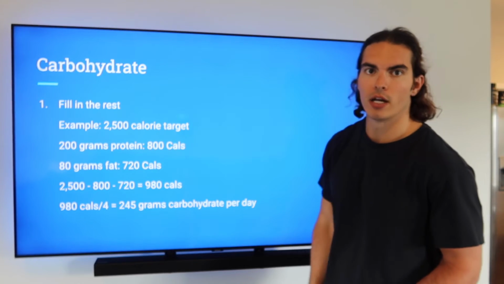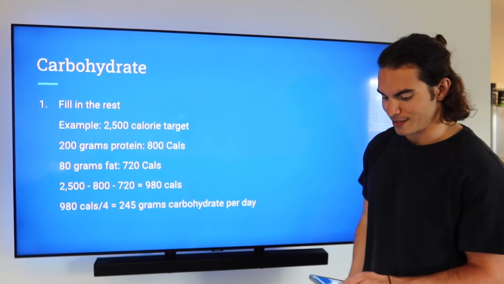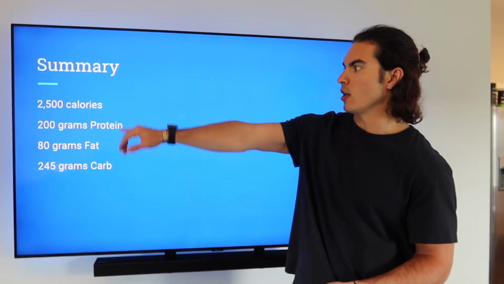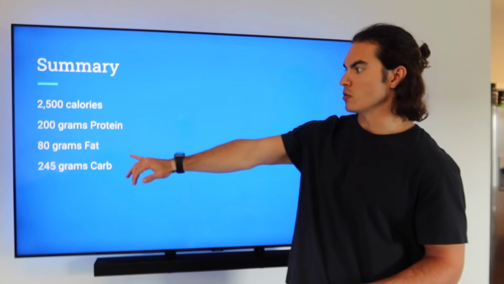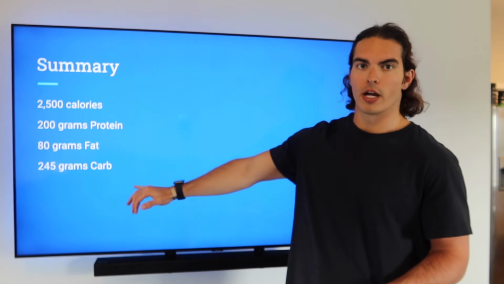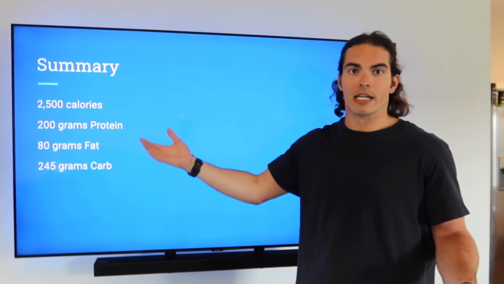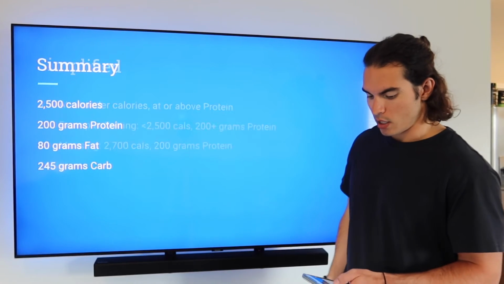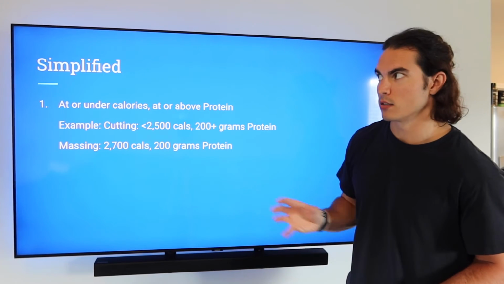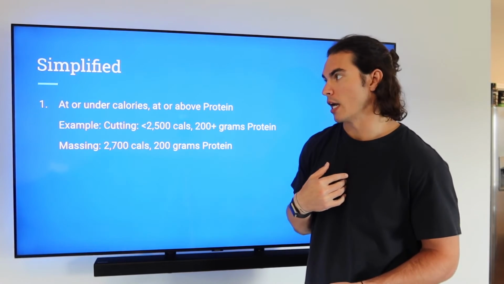carbohydrates per day, right? So our final numbers in this example would be 2,500 calories, 200 grams of protein, 80 grams of fat, 245 grams of carbohydrates, okay? That's perfect. That's ideal for this example, okay? To simplify things, this is the way that I love to do it.